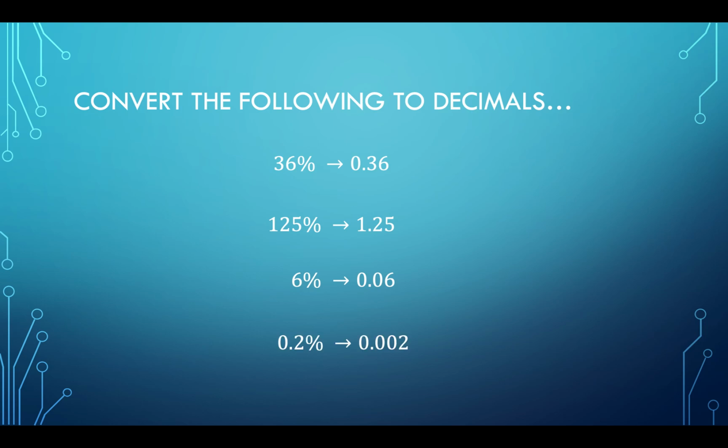0.2%. Okay, this is definitely under 1%, but you could still go ahead and do that. All you would do is still move that decimal point 2 to the left. So we move it 1, and then remember one more time, that makes it 2. Fill in that extra 0. So 0.2% becomes 0.002.